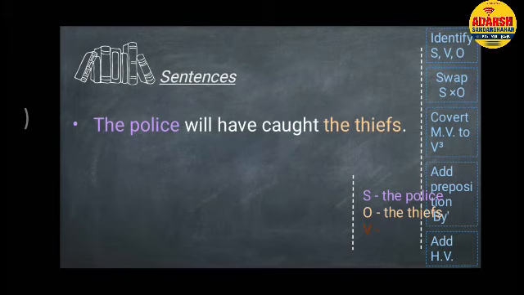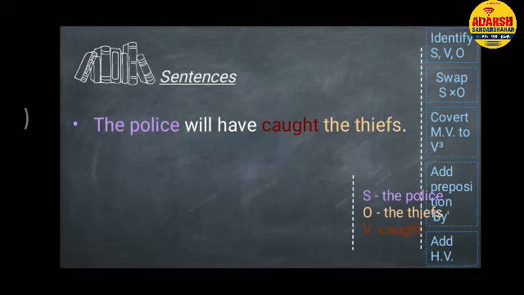Now one thing is still left, which is the verb. Very easy, the verb is always action, so here the action is caught, right? So caught is the verb. Now we have subject, object and verb. We know the elements of the sentence.